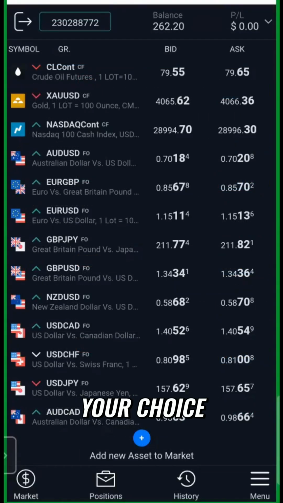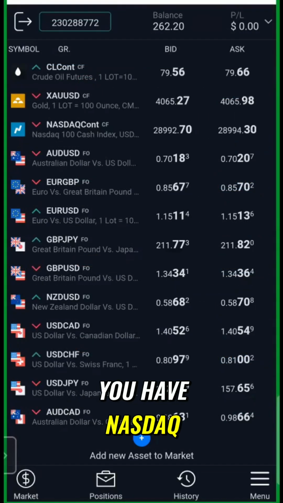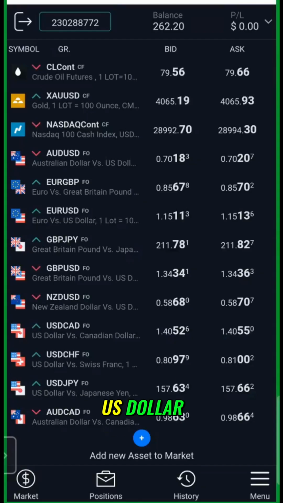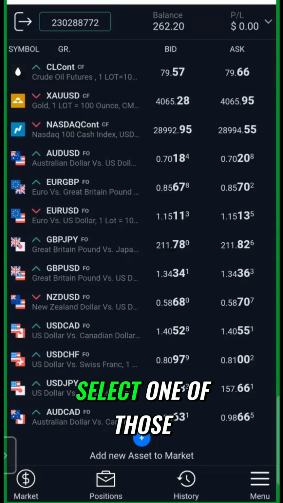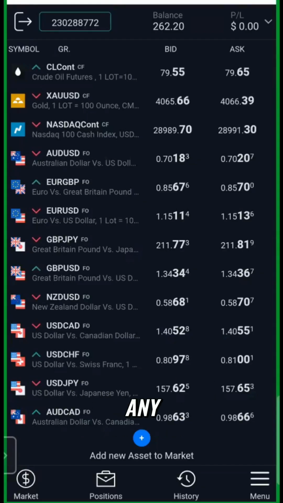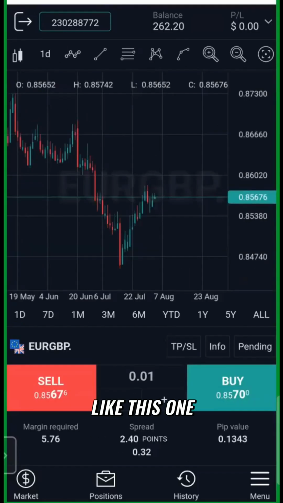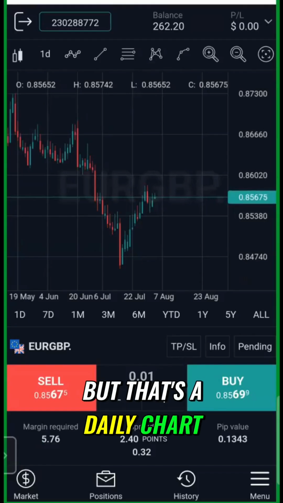Select anything of your choice, all right? You have oil, you have gold, you have NASDAQ, you have Australian dollar, US dollar, whatever you choose. Select one of those, okay? Pick something. Oh, like this one. You see, it's a good one. That's Euro versus GBP, but that's a daily chart.